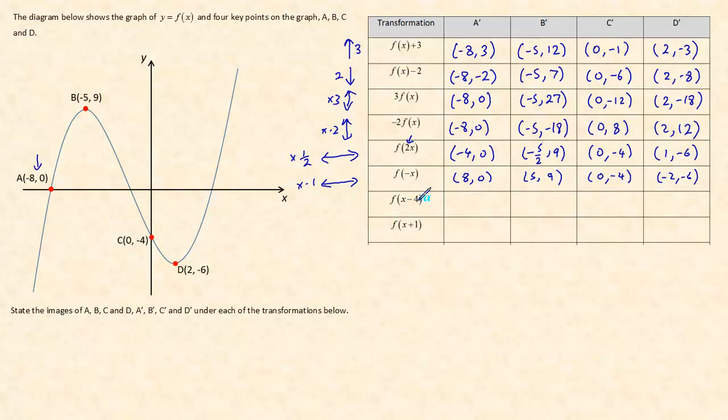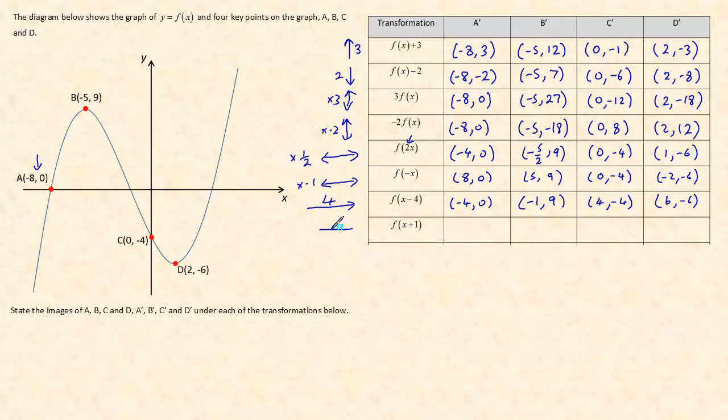Now, f of x minus 4, that's a horizontal translation 4 units to the right. So all the x coordinates increase by 4. So we get negative 4, 0, negative 1 and 9, 4 and negative 4, and 6 and negative 6.